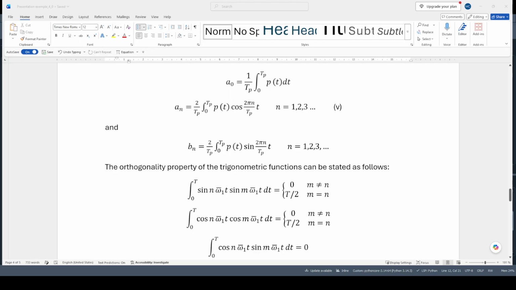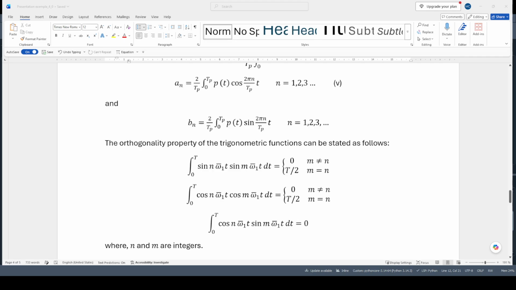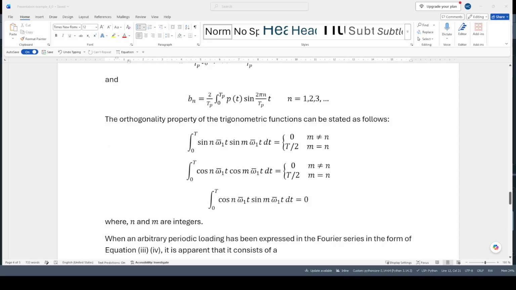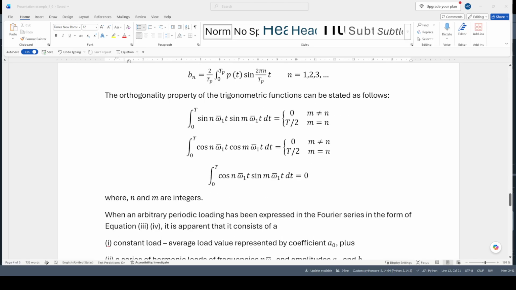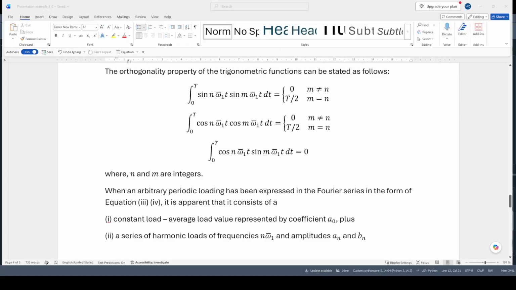And the orthogonality property of the trigonometric functions we can then state as follows. The integral from 0 to T of sine of n omega1 bar t times sine of m omega1 bar t dt is equal to 0 for m different from n, and T divided by 2 for m equal to n. The same for the cosine, and the integral from 0 to T of the product of cosine and sine dt is equal to 0, where n and m are integers.